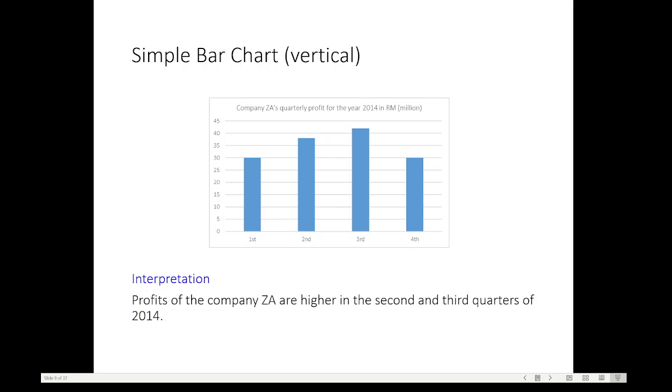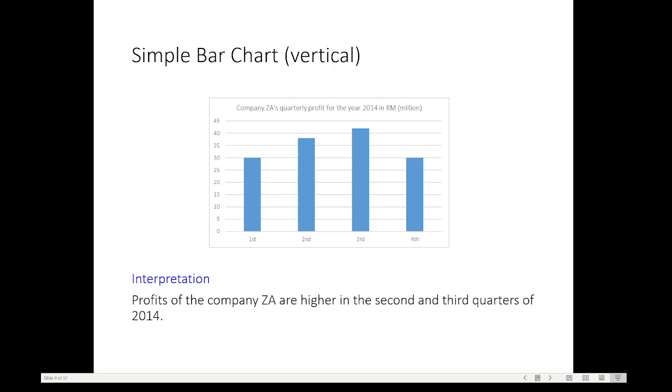Okay, this is a vertical bar chart. Can you have a horizontal bar chart? Yes, you can have a horizontal bar chart. So when do we use a horizontal bar chart, and when do we use a vertical bar chart?